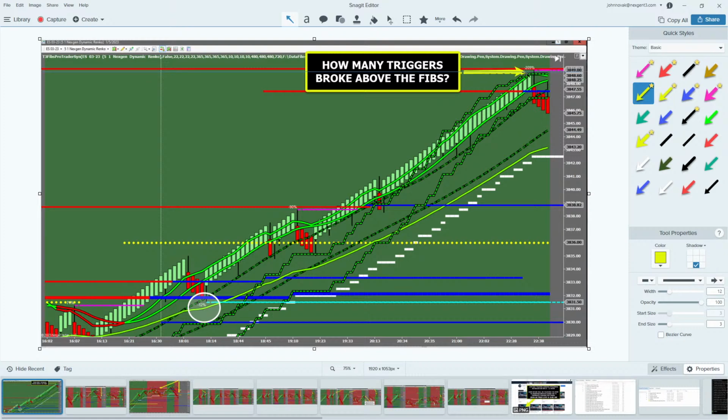Everybody okay with this question? Because if the answer is 0, that's it. It's a termination condition. And again, you're going to get this to happen a couple times along the way. Or like right here, you're going to have to say to yourself, how many triggers broke the fibs, and, you know, should I be out of my long trade? And then you're going to move forward on the chart and say how many triggers broke the fibs, and it's going to be intuitive.